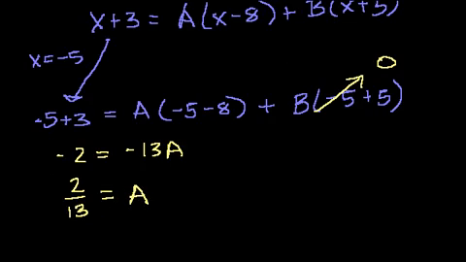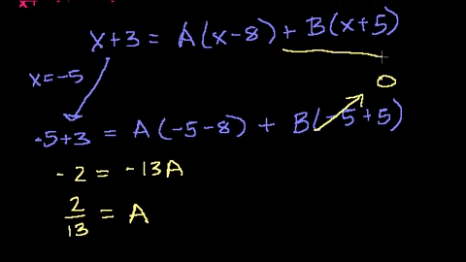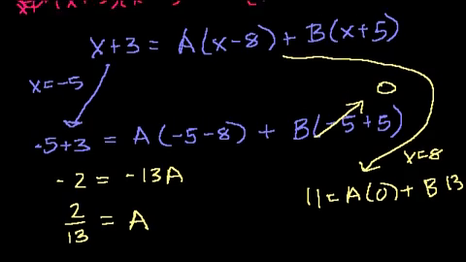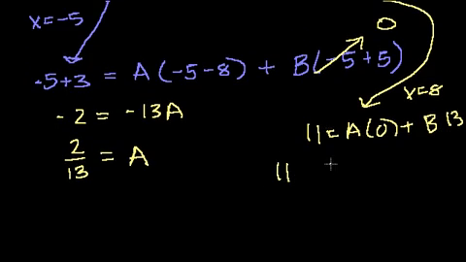And now we can do the same thing up here and get rid of the a terms by making x equal to 8. If x is equal to 8, you get x plus 3, which is 11, is equal to a times 0 plus b times, what's 8 plus 5, 13. The b looks a bit like a 13. And then you get 11 is equal to 13b. Divide both sides by 13. You get b is equal to 11 over 13.